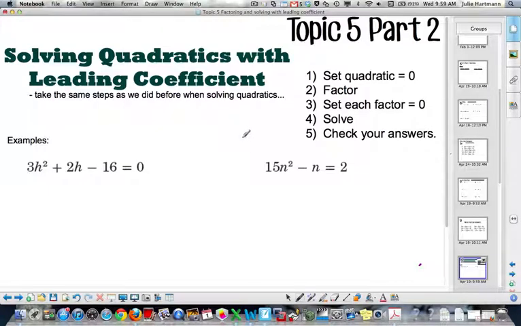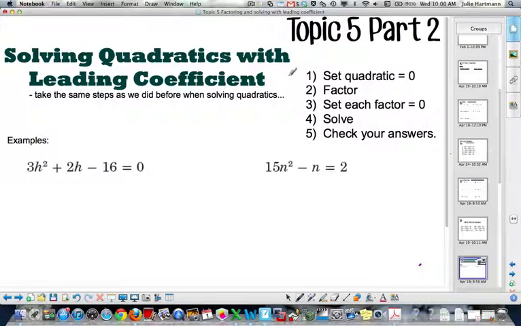Okay, topic 5, part 2. We are now solving quadratics with leading coefficients. Solving is something we've done. We did it with factoring greatest common factor first, we did it with factoring basic trinomials, and now we're doing it again with factoring with a leading coefficient.